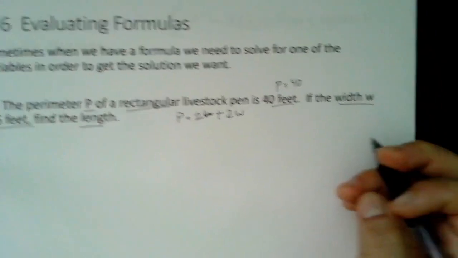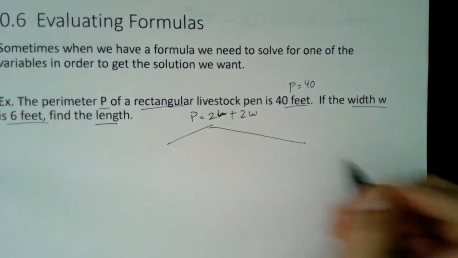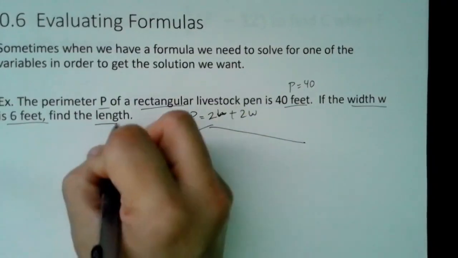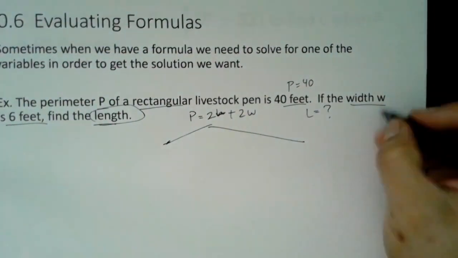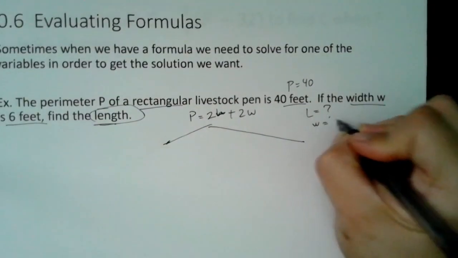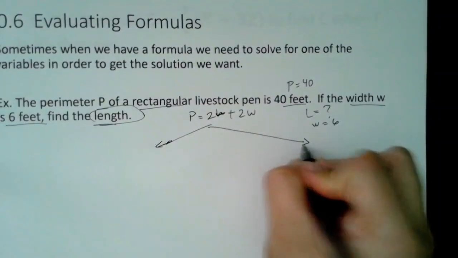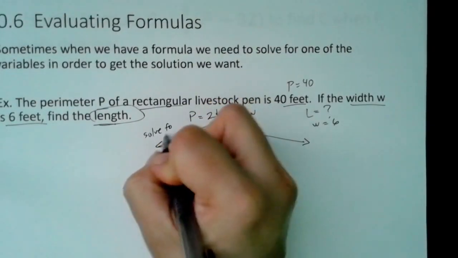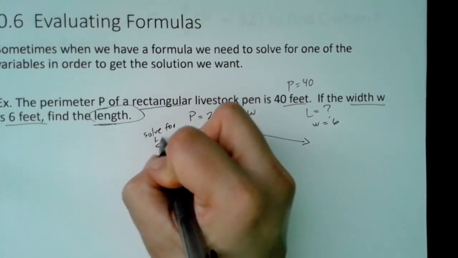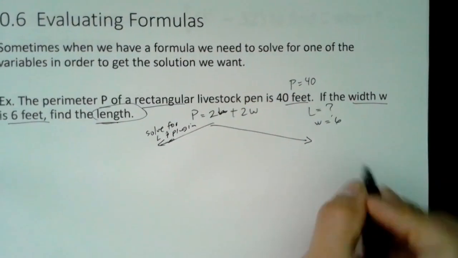So there's two things that you can do. Because they want to find the length, they want to know what the length is, and they give us W is equal to 6. So there's two methods. The first method is you solve the equation for the missing variable, in this case L, and then plug in. So let's do that one first.